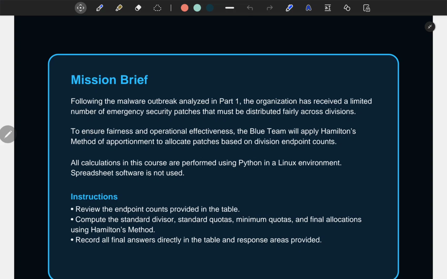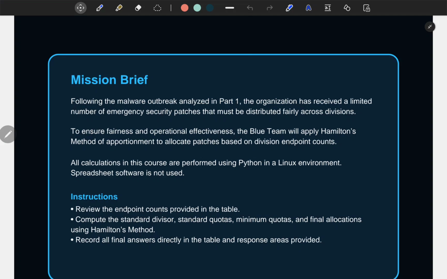This is part 2 to the malware outbreak lab, where there was a malware outbreak and you had some infected endpoints. So let's look at the mission brief. Follow the malware outbreak analyzed in part 1, like we just said. The organization has received a limited number of emergency security patches that must be distributed fairly across divisions.